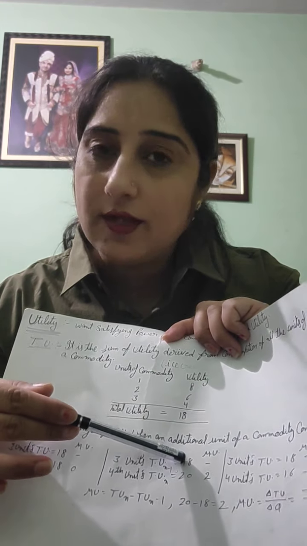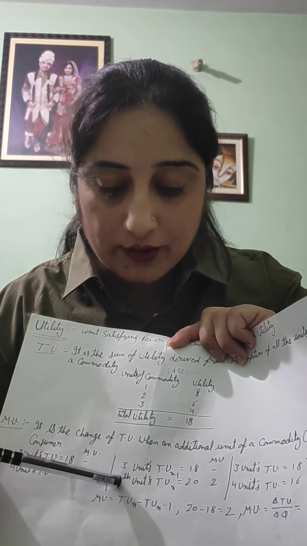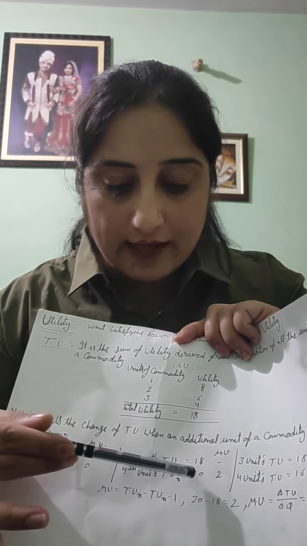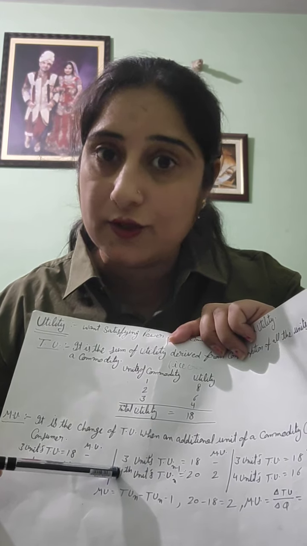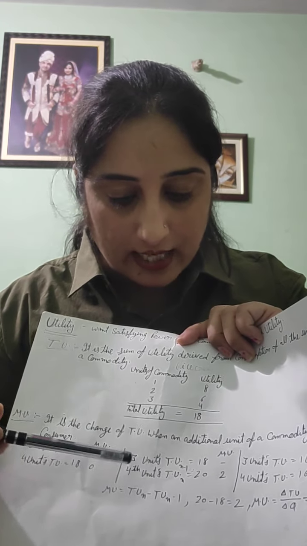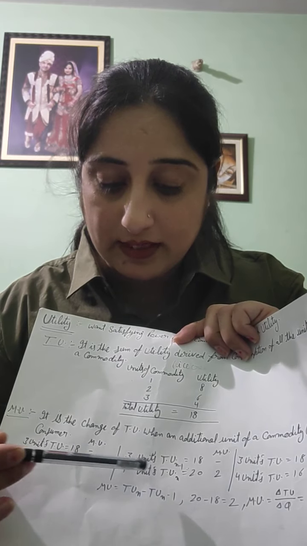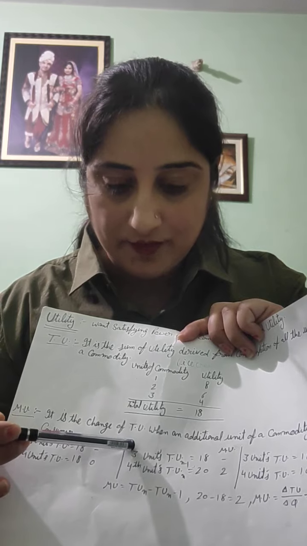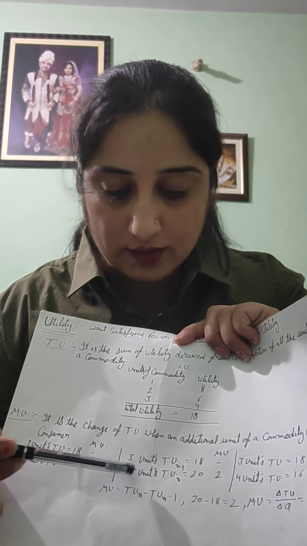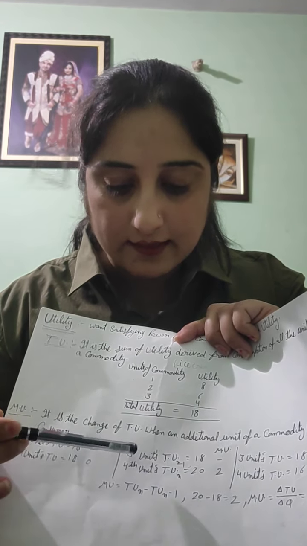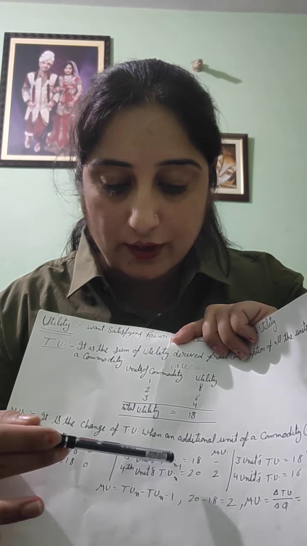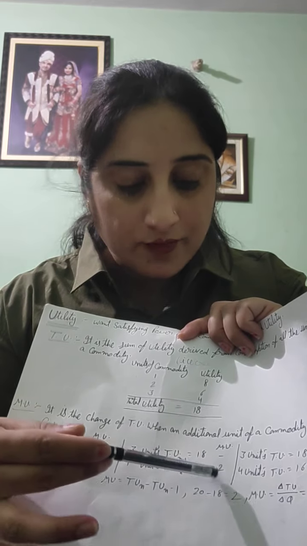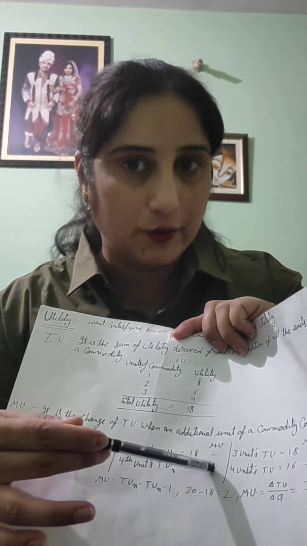Like, I eat 3 units of ice cream, and they give me a total utility of 18. When I eat the 4th unit of ice cream, it gives me a total utility of 20. Now I have to find the marginal utility of the 4th unit. I take the difference between the 4th unit and the 3rd unit. The 4th unit is total utility of n, and the 3rd unit is total utility of n minus 1. So 20 minus 18, that is 2, is the marginal utility.